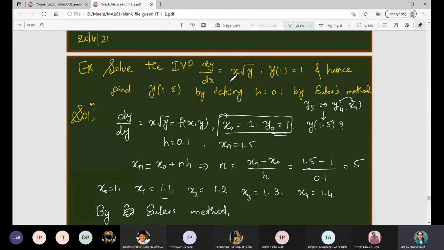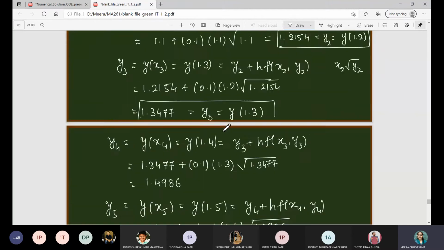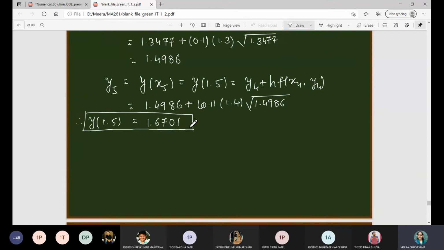Here, if you see the problem, this is variable separable form, which means you can consider dy upon square root of y is equal to x dx. So you can solve it analytically by integrating both sides, and by substituting the initial condition, you will get the corresponding value of c. And in that particular solution, when you substitute x is equal to 1.5, you will get the nearer answer 1.6701, right? So that is how you can check your numerical solution with the analytical solution, right?